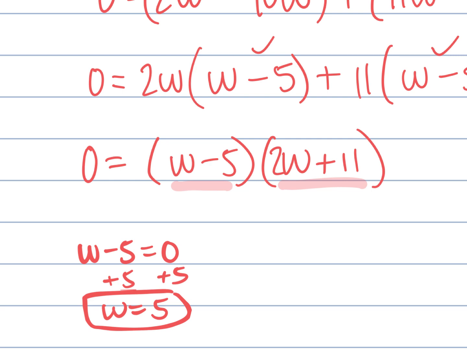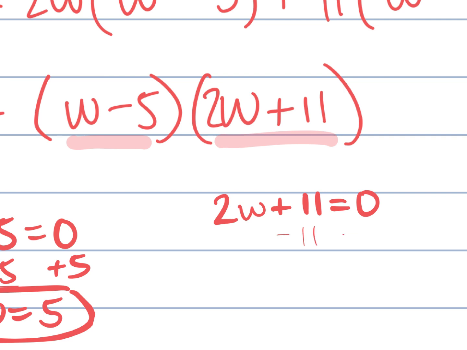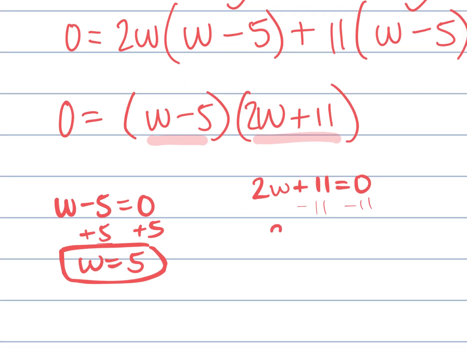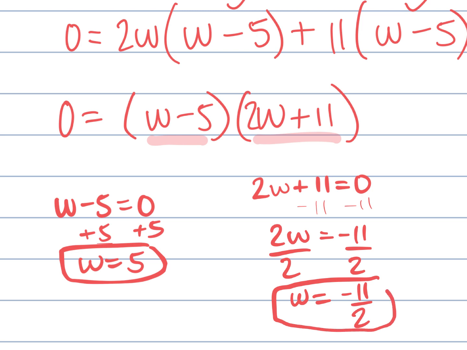The second one's going to be what, Christian? 2W plus 11 equals? Oh, you have to subtract 11 on both sides, right? Subtract 11, yep. So then you get 2W equals negative 11. Yep. Divide by 2 on both sides. So we get W equals negative 11 over 2. So we got two answers, right? Yes. Remember, guys, one of them is going to make no sense for this problem, and we're going to cross it out. What did W represent?